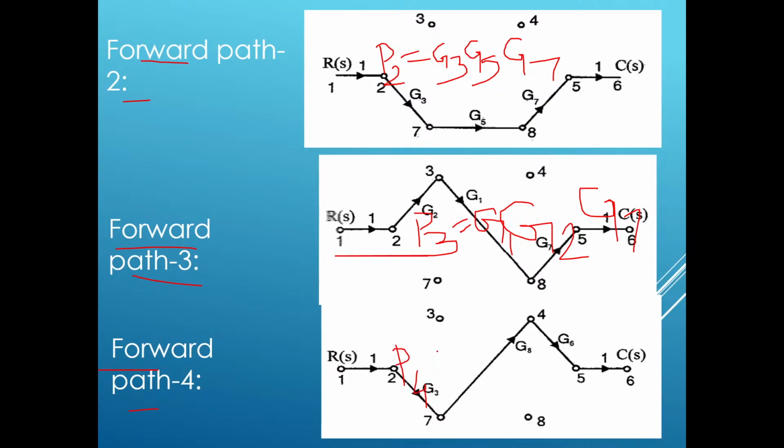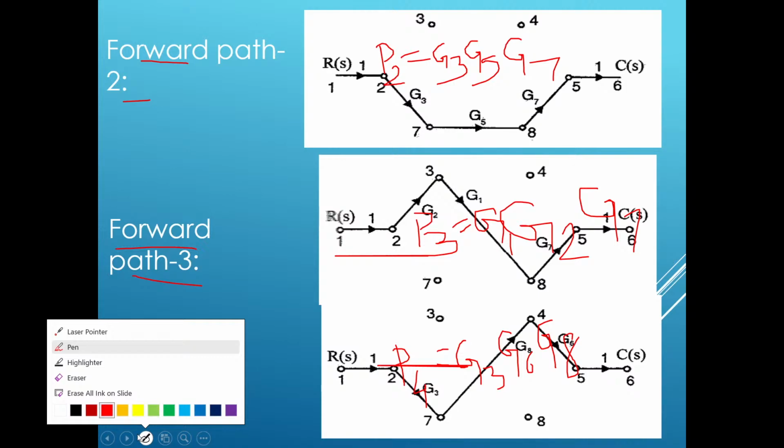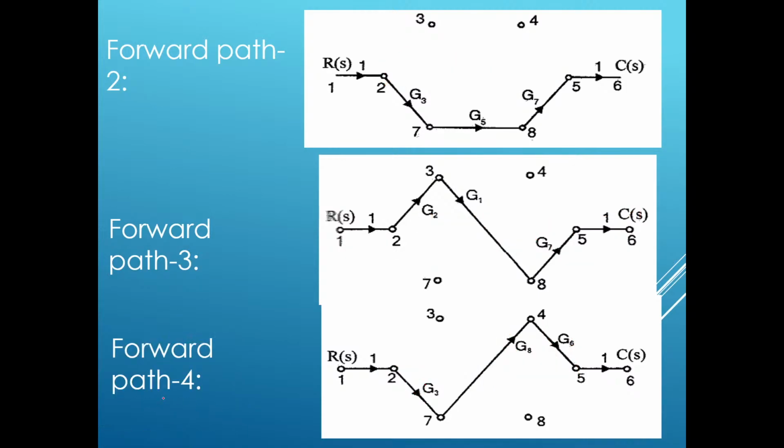P4, the fourth forward path. The gain values are G3, G6 and G8. Simply multiply the gain values, or transmittance values. So P4 is equal to G3, G6 and G8. I'll just give a minute. If you are really listening to the class, you can copy it down.